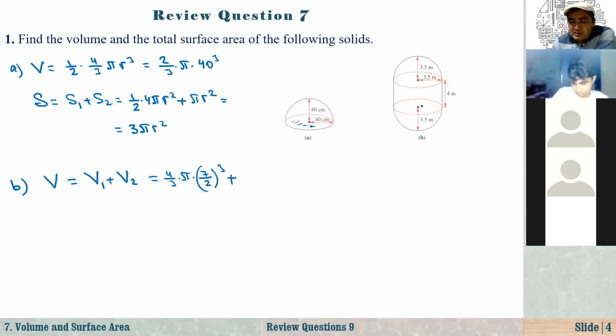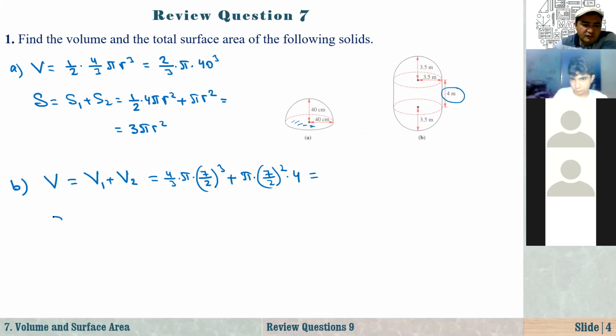Plus, how about the cylindrical part? That's equal to pi times r squared, radius is 7/2 squared, and the height. The height of the cylinder is 4 meters. So here we have 4. And if you just key in the calculator, you can get the answer, right?